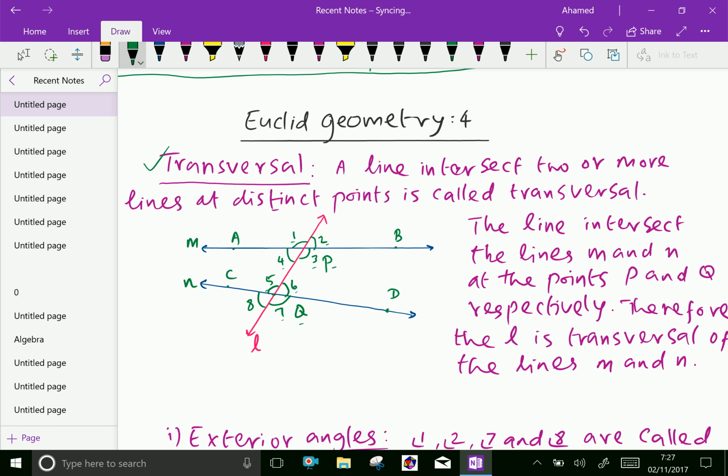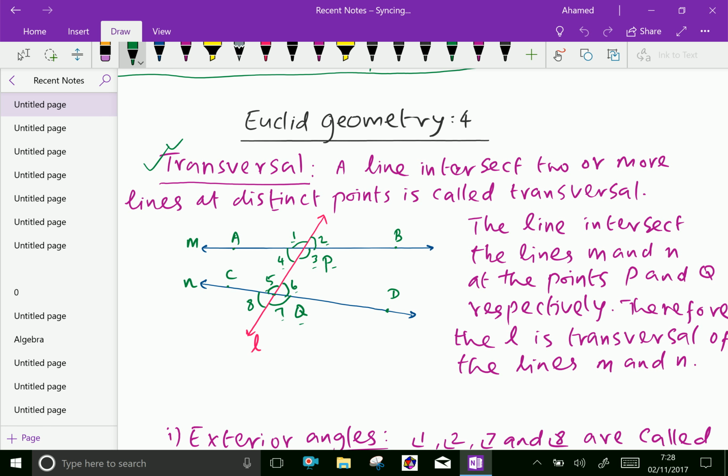In Euclid geometry, let us discuss a transversal. A line that intersects two or more lines at distinct points is called a transversal. In the figure, the line L intersects the lines M and N at the points P and Q respectively. Therefore, the line L is a transversal of the lines M and N.